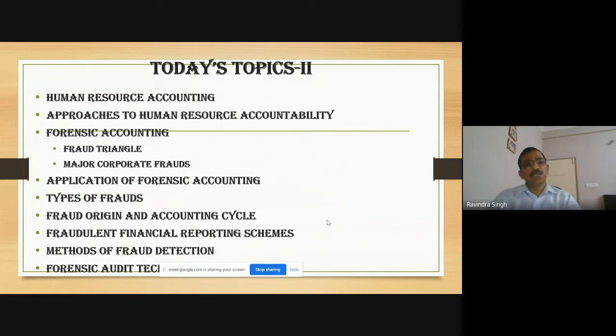In that, we will go through some fraud triangle. What is the fraud triangle, and what are the major corporate frauds so far. So I have taken 4 or 5 fraud cases, and we will discuss how the fraud took place and where they land as of today. And then the application of this forensic accounting in the business entity in any company.